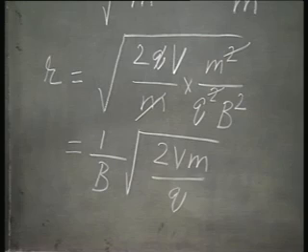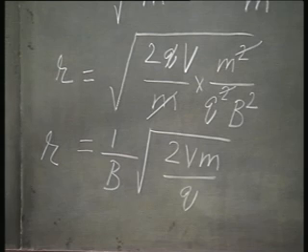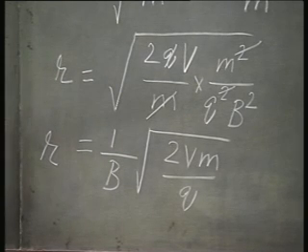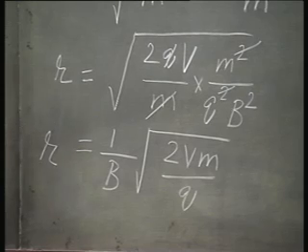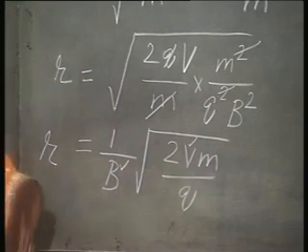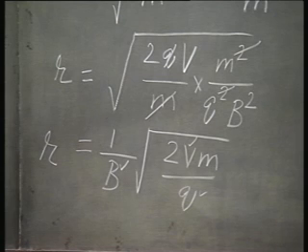R therefore can be given as 1 upon B square root of 2 capital V into small m divided by Q. Agreed? Now you see, in a particular system, I know what the value of B is, I know what the value of potential is, and of course the electronic charge is a constant. Therefore, R is simply proportional to square root of m, where m is the mass of the particular ion species.